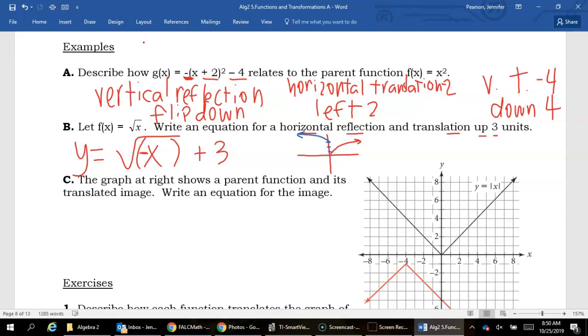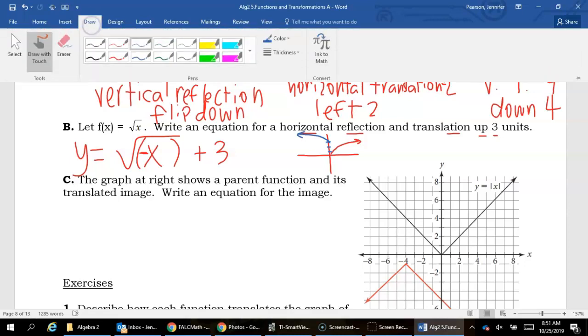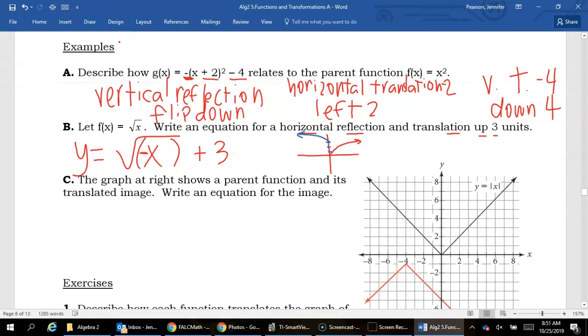And the last one, the graph at right shows a parent function and its translated image. Write an equation for the image. So I know that that is an absolute value function. I recognize the V-shaped graph. I also see the parent function right here. So I know I'm going to have some bars in my answer. So I'm going to go y equals, and I'm going to fill in the template, leaving some spaces.